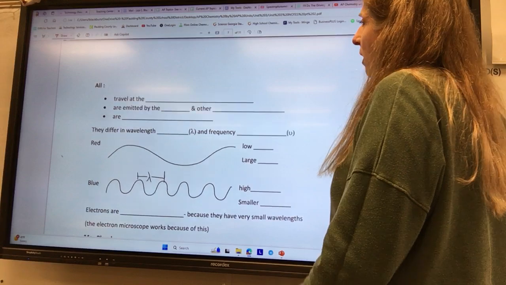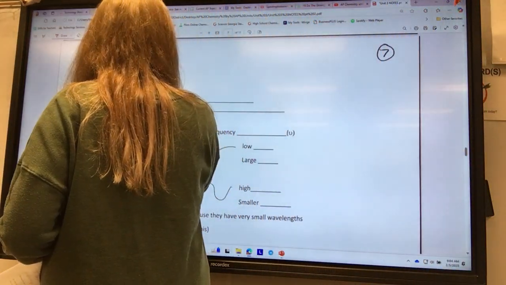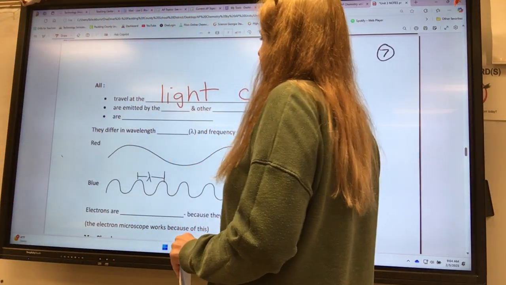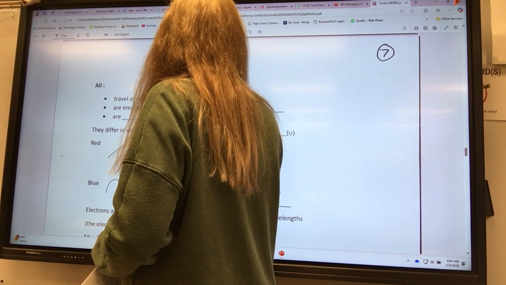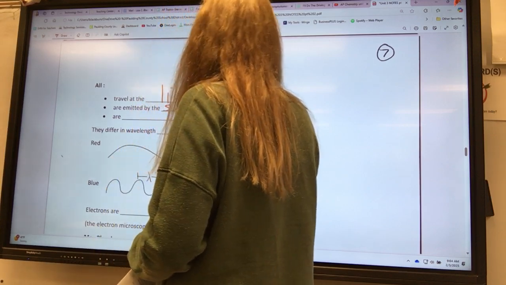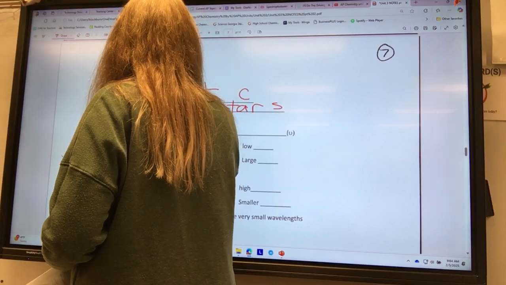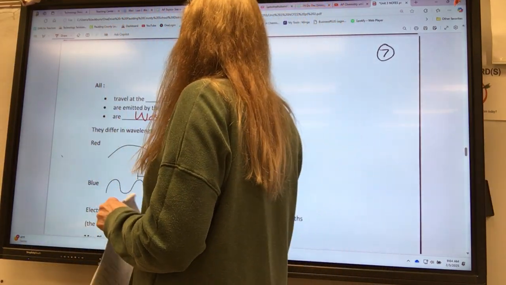All right, so all of these are emitted or travel at the speed of light, and the symbol for the speed of light is a lowercase c. They're all emitted by the sun and other stars. They are all waves, and they differ in wavelength.